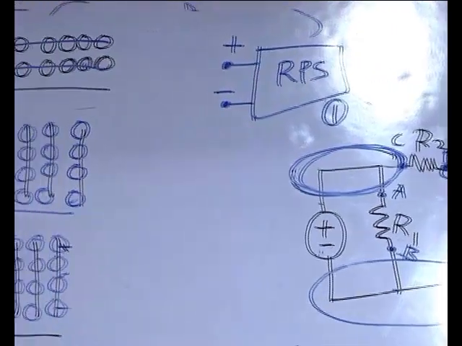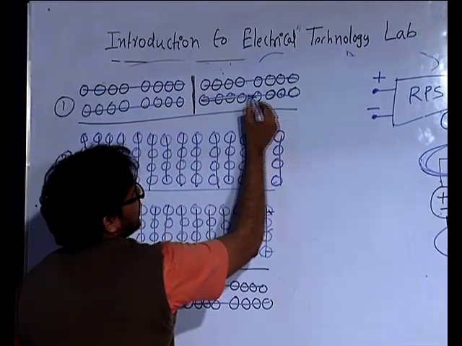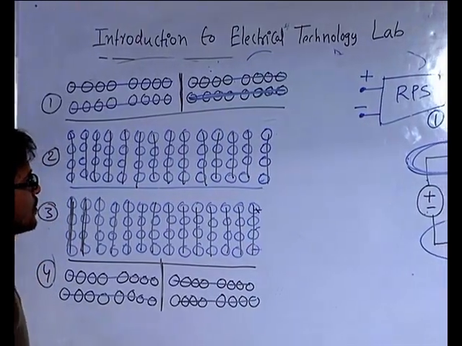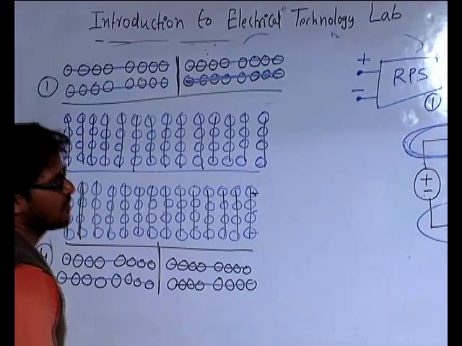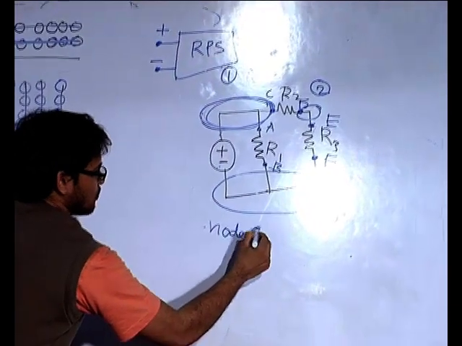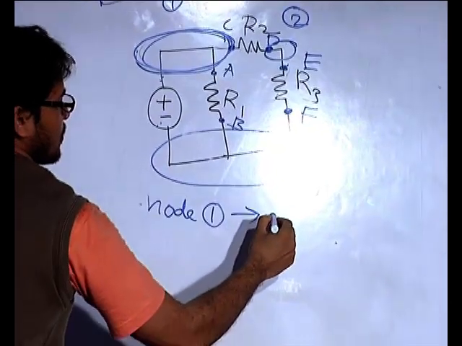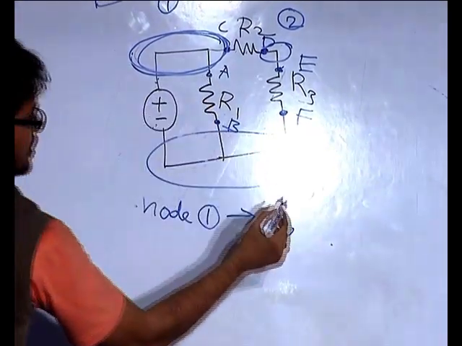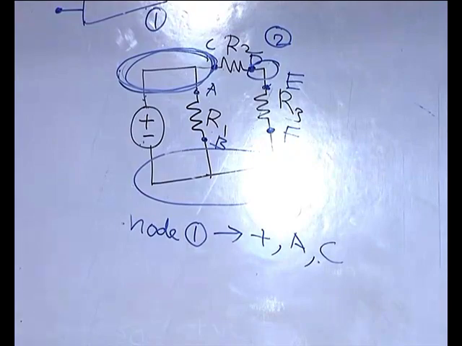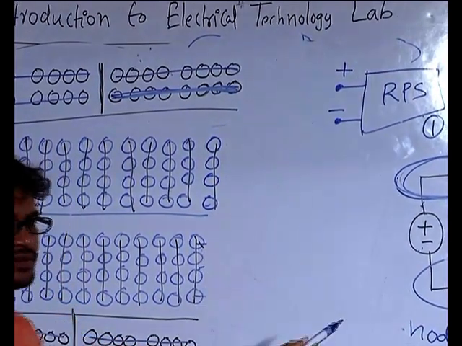Now on this breadboard, I will take any one node as node number 1. So let me take this horizontal line as node number 1. If I take this as node number 1, let me write here, node 1, I have the positive terminal, and A and C. So at this node, I need to connect positive, I need to connect A, and I need to connect C.